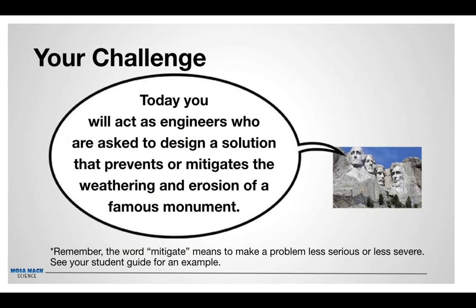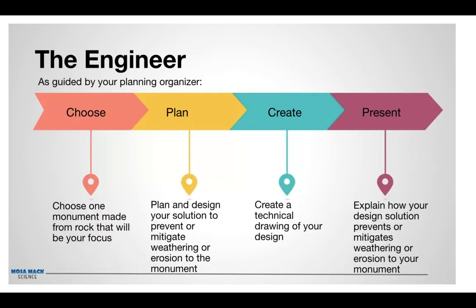So you are going to act as if you are an engineer to design a solution that either prevents or mitigates, and you'll have to decide which, weathering and erosion for a famous monument. And I really want you to remember that the word mitigate just means to make the problem less serious. So here's your process through the week. And I'll show you some documents that'll make your life a little easier.